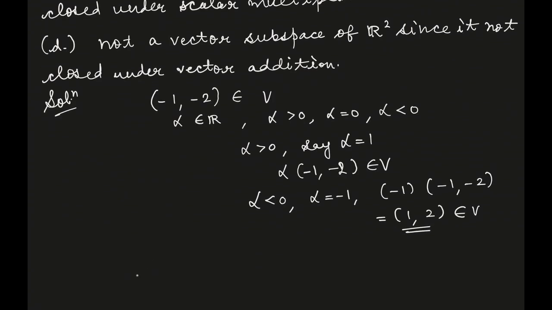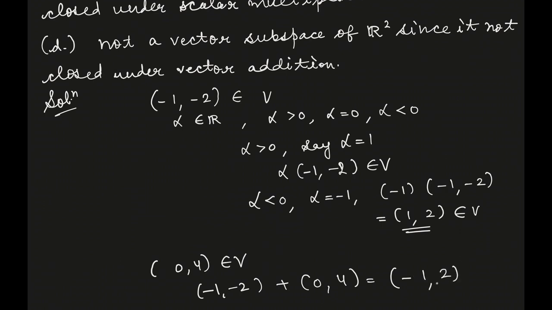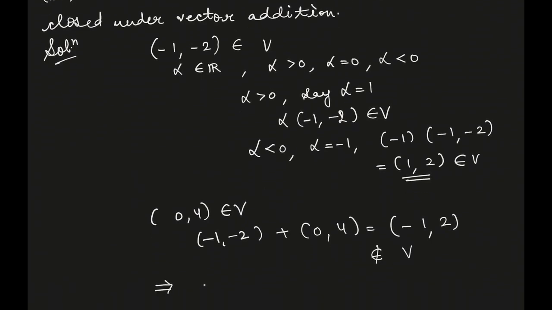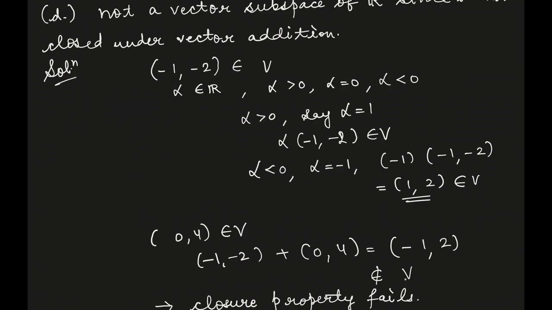But vector addition will not be satisfied. If I take another element as 0 comma 4, then minus 1 comma minus 2 plus 0 comma 4 gives minus 1 comma 2, and their product is less than 0, minus 2. So this does not belong to V, which means the closure property fails. Got it? So the answer will be option D.